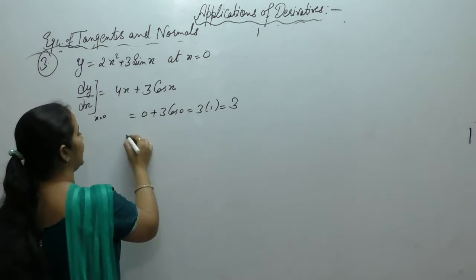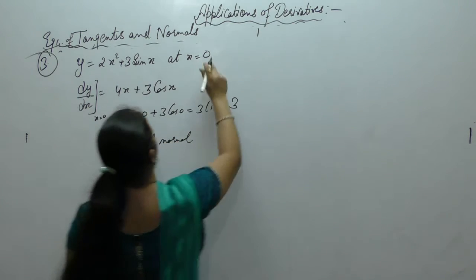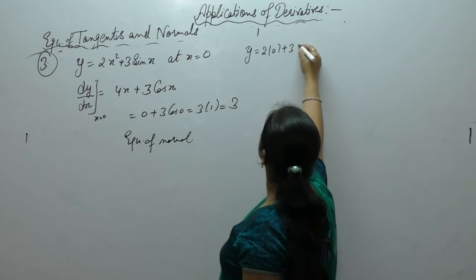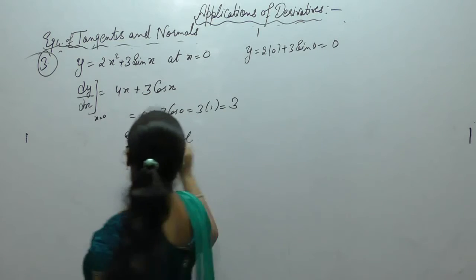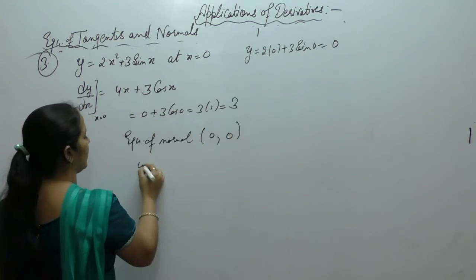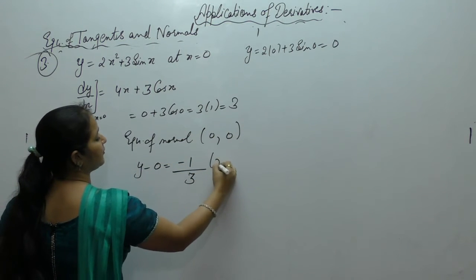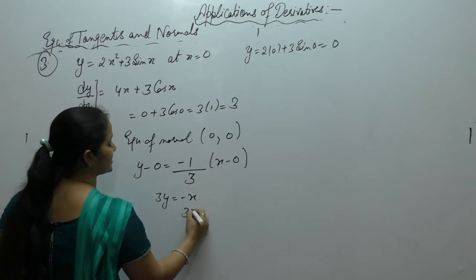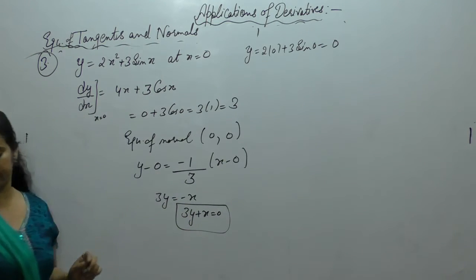Now we want to find the equation of normal. When x is 0, y is 2 into 0 square plus 3 sin 0, and sine 0 is also 0, so y is 0. The equation of normal passes through point (0, 0): y minus y0 equals minus 1 upon slope of tangent times (x minus x0). So 3y equals minus x, or 3y plus x equals 0.